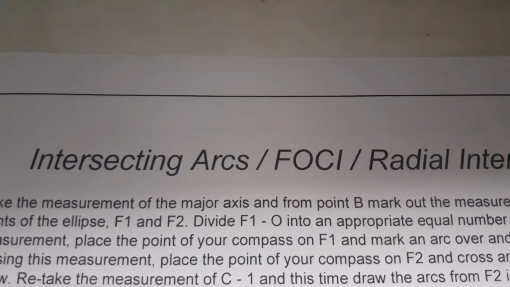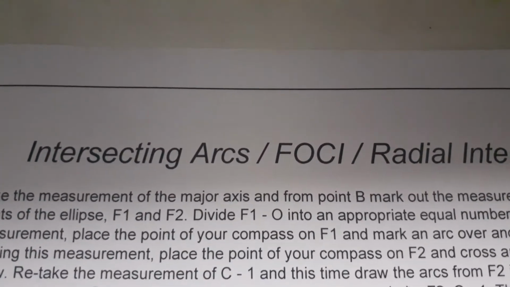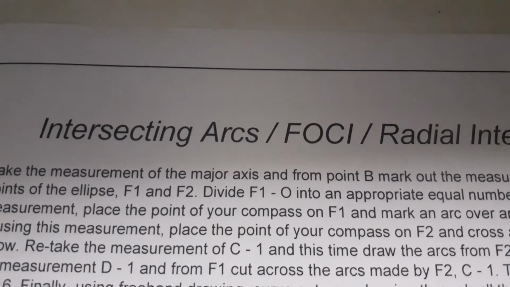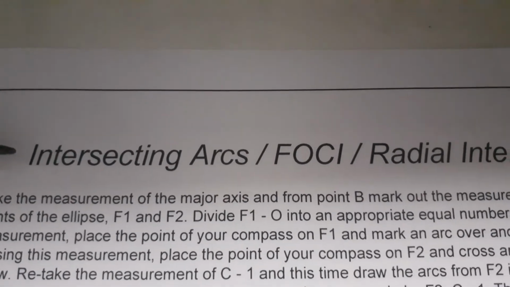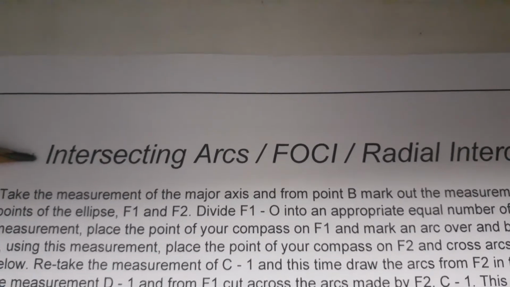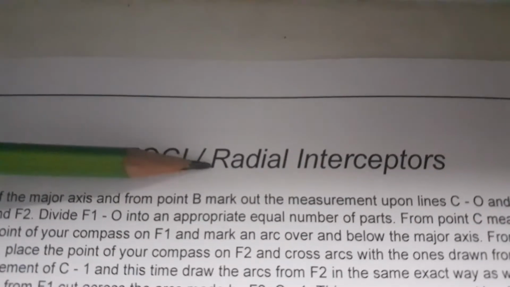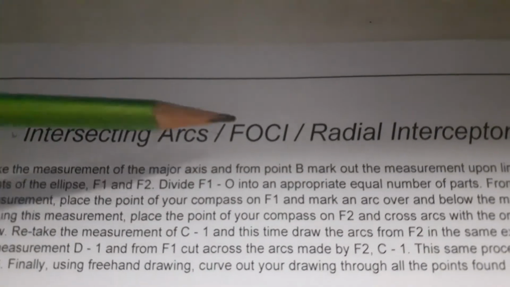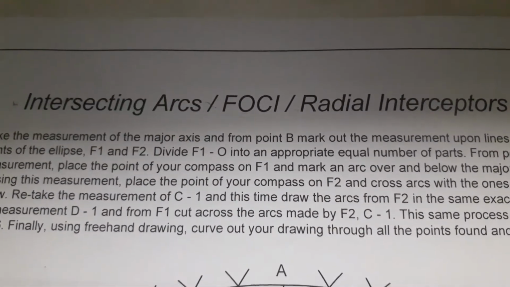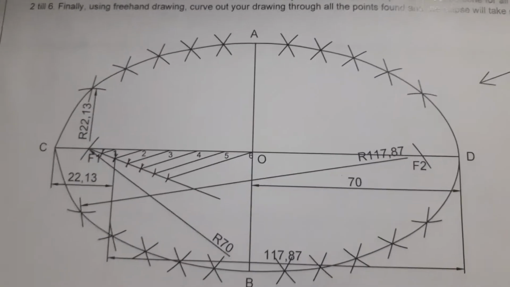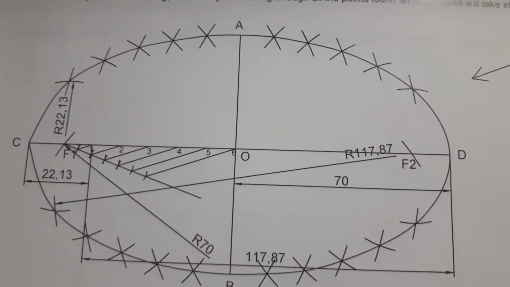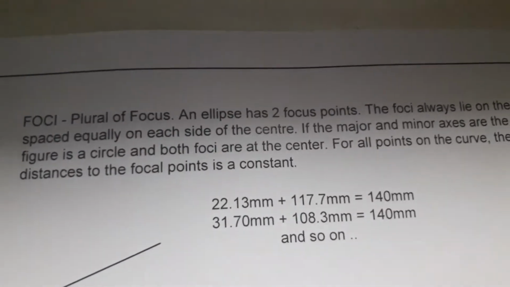Okay guys, so this is our fourth and final ellipse method. It's either called the intersecting arcs, or foci, or radial interceptors. The reason it's called foci is because we're going to be using the focal points this time to construct our ellipse. So, a little note on the focus.